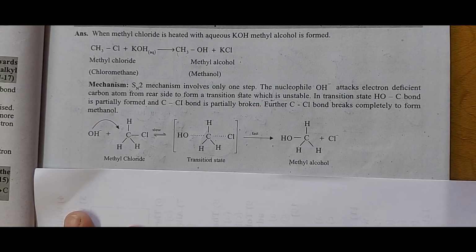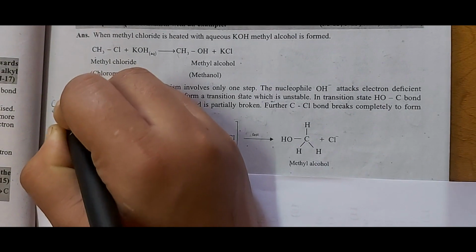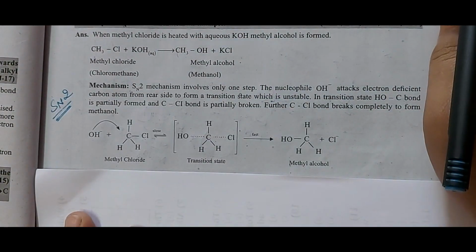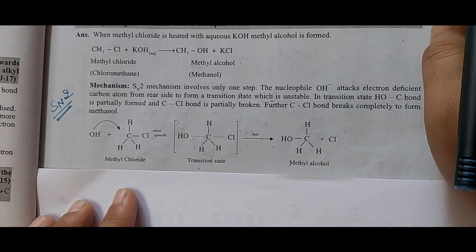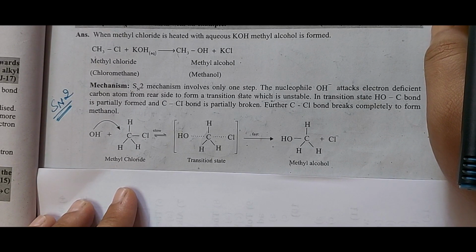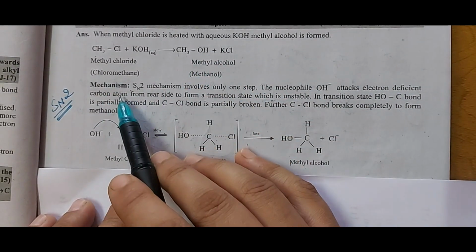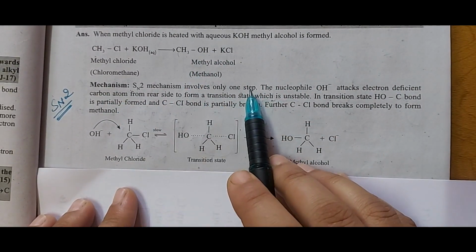Next we'll go with SN2 mechanism. So the difference between SN1 and SN2 is, in SN1 it is tertiary alkyl halide, in SN2 it's a methyl halide or primary alkyl halide. So we'll consider the reaction here, that is when methyl chloride is treated with aqueous KOH, methyl alcohol is formed.